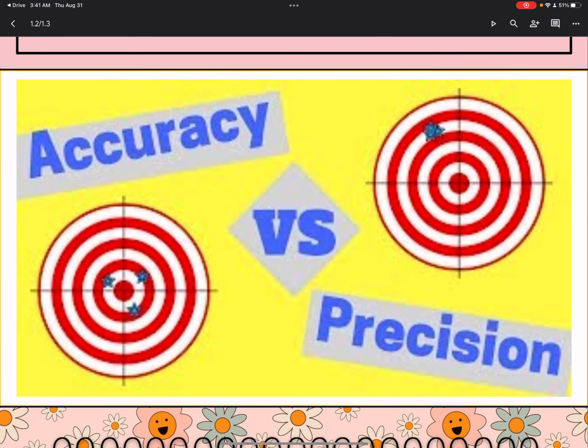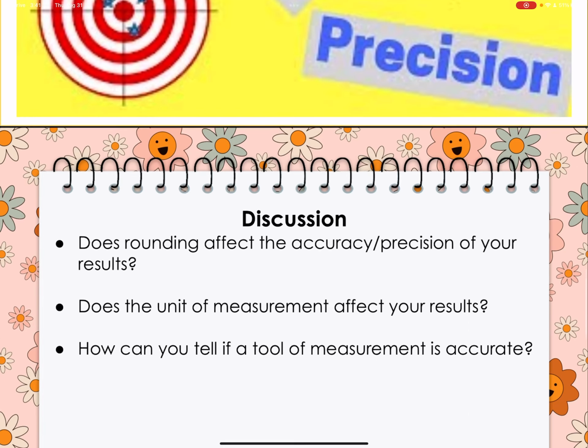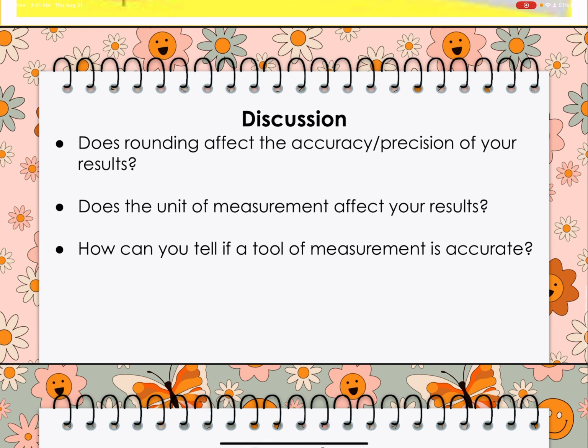Alright, so what he was saying, again, we want to be accurate and precise. We want our answers to be close to what the actual measurement is. We want our answers to be as close as possible to the actual answer, but we also want to be precise. So every time we do it, we want to get the same or close results. We also want to make sure we're following that decimal place rule.